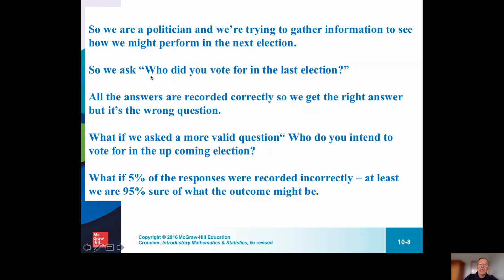So imagine you did ask the valid question. What we're trying to prove here is, with the wrong question, no matter how accurate your answers are, it's going to lead you astray. Whereas, imagine you ask the right question: who do you intend to vote for in the upcoming election? And imagine you make a few mistakes. 5% of the responses were maybe recorded incorrectly, and a few people gave you some wrong answers. But at least you're 95% sure of what the outcome might be. With the wrong question, you might be way off the mark by the time people have moved on, changed their minds and all that sort of stuff.